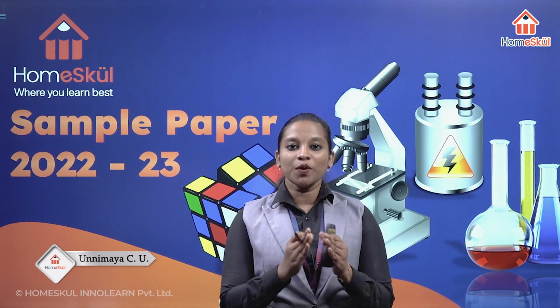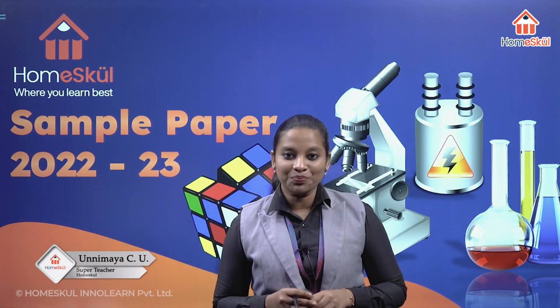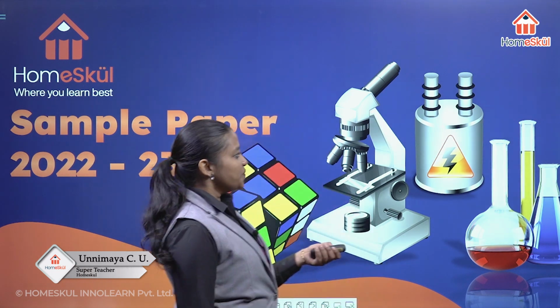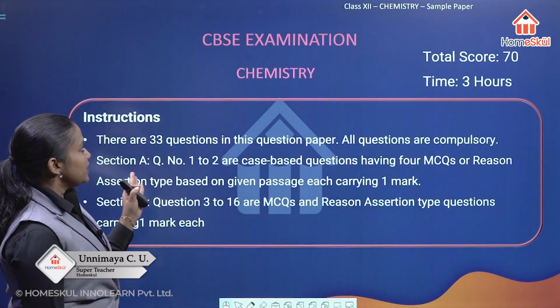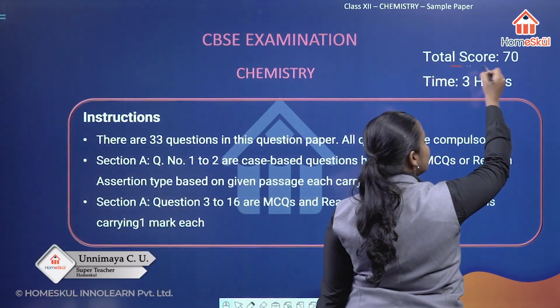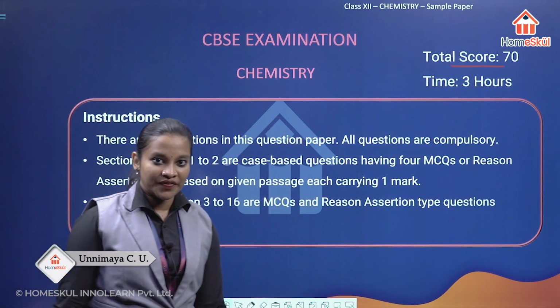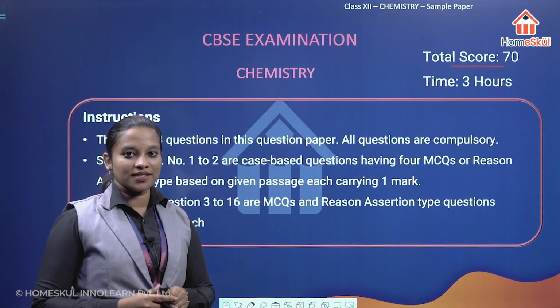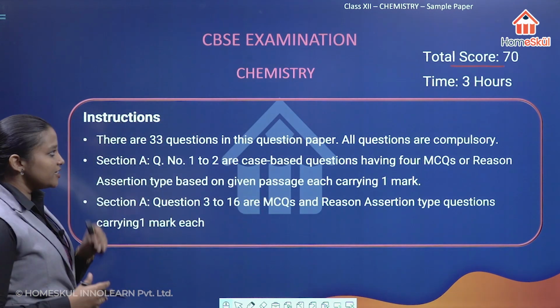In this session, we are going to discuss a sample question paper. Okay, let's see what is the first. Yes, there are some general instructions. Before that, you have to know the total score of this exam is 70 and it takes 3 hours. Okay, let's read the general instructions.